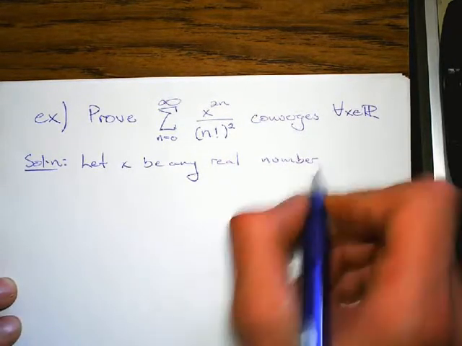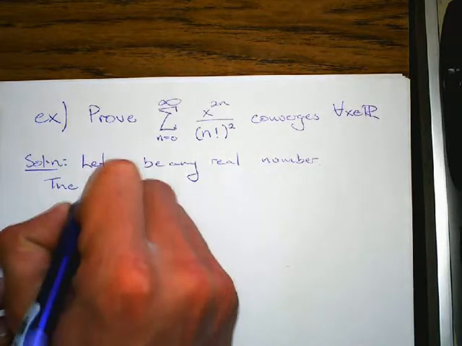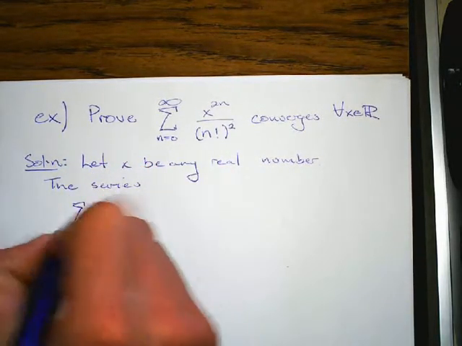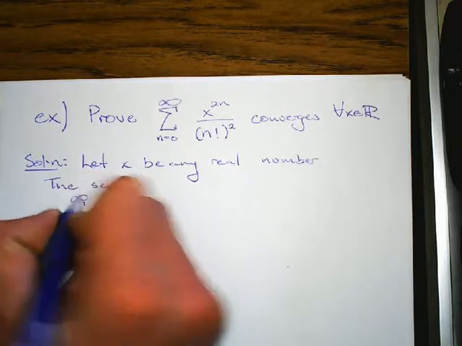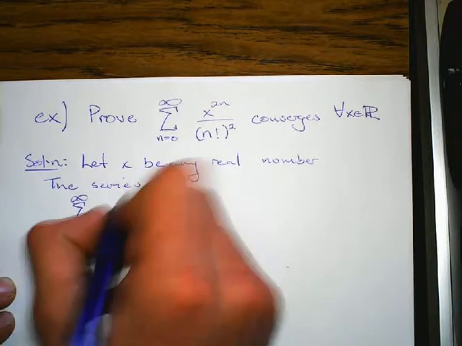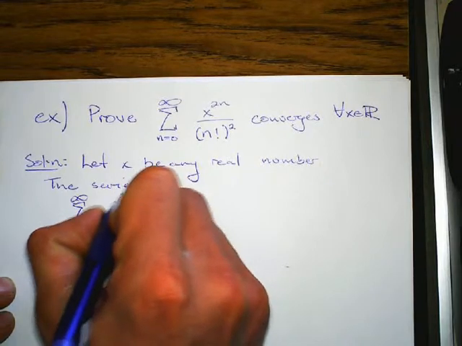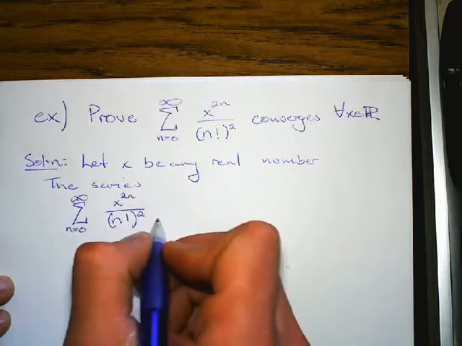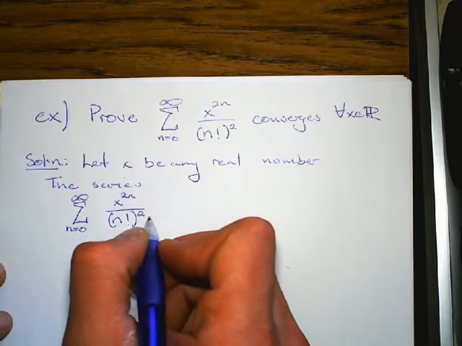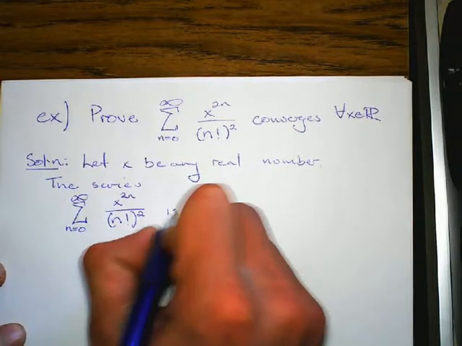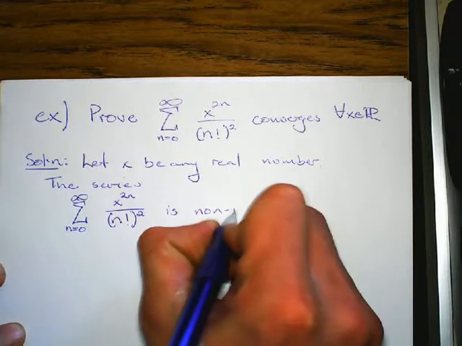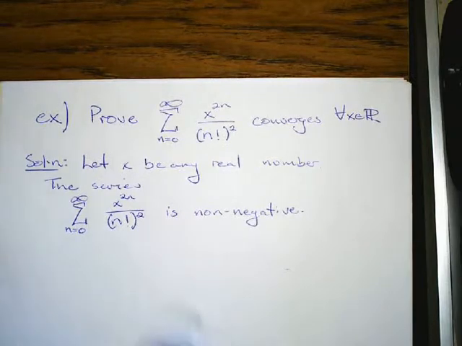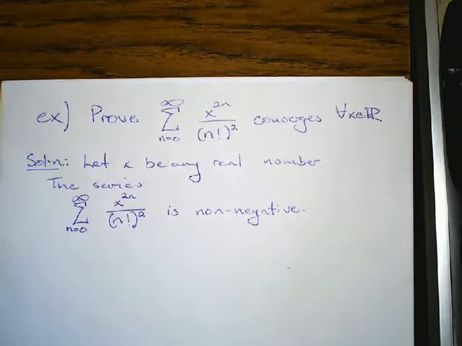Now the series that we're working with, again, we're trying to define this, so that the series starting at 0 going to infinity of x to the 2n, sorry, that's a 2, over n factorial squared is, first of all, non-negative. This is a huge criteria for the direct comparison test.